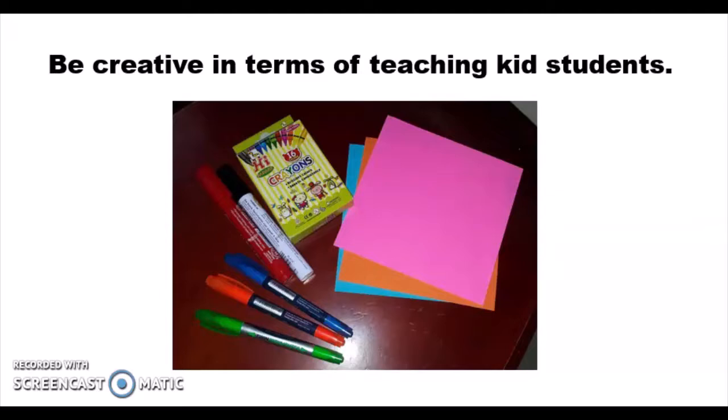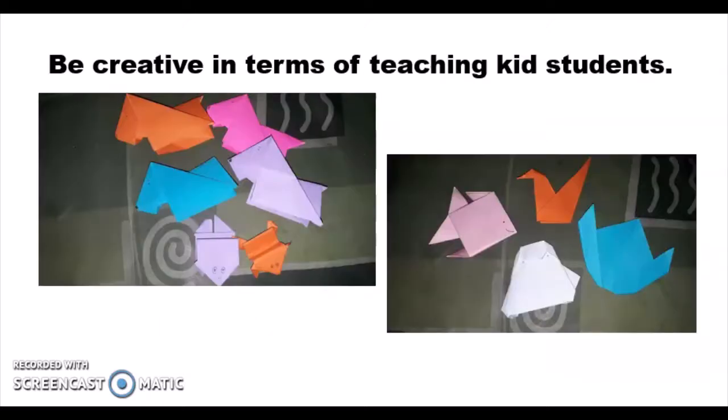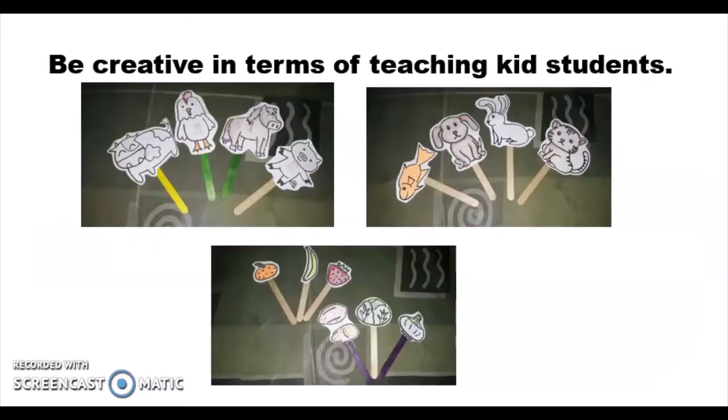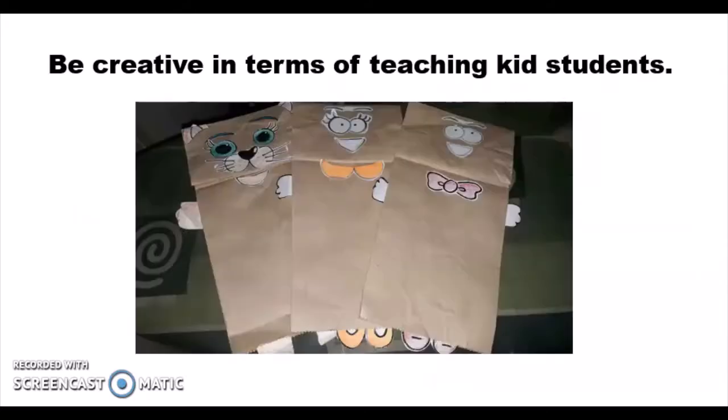Be creative in terms of teaching kids students. Make some puppets and origamis for them. So please be prepared with your art materials in order for you to provide materials for your kids students. So these are some examples that I made for origamis. There are also some of my stick puppets that I made for them, and some paper bag puppets. They like those materials that I provide them so much.